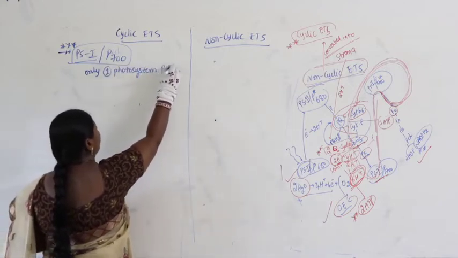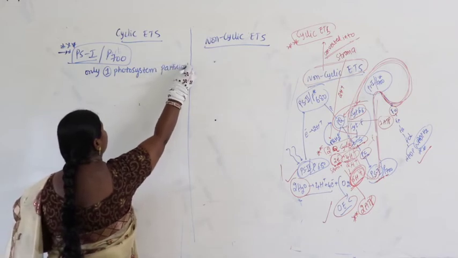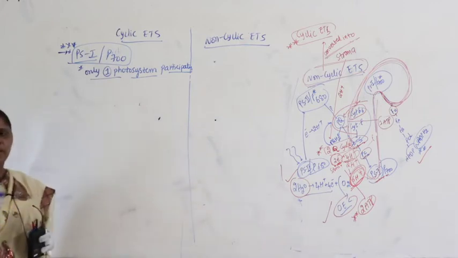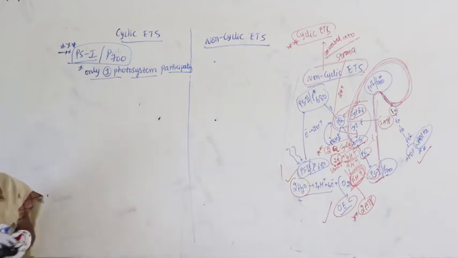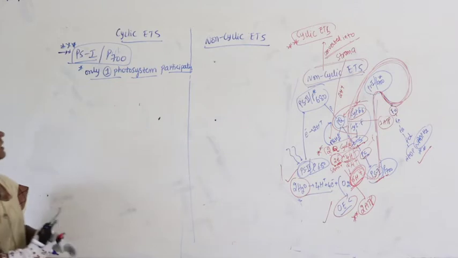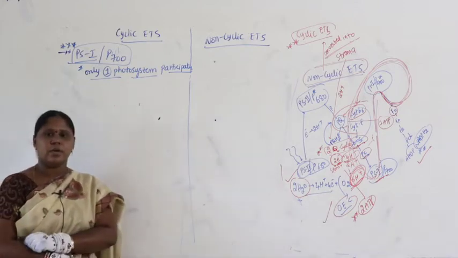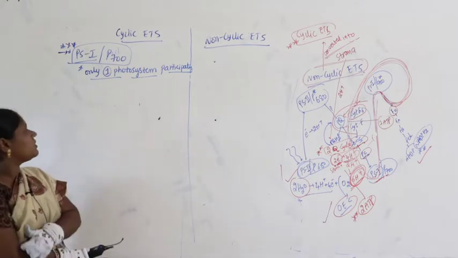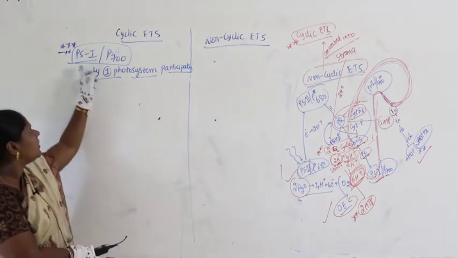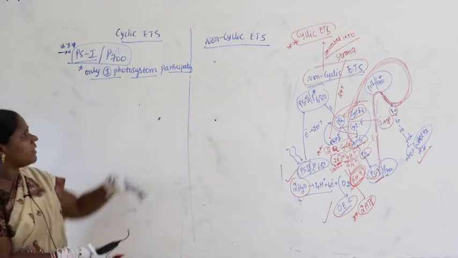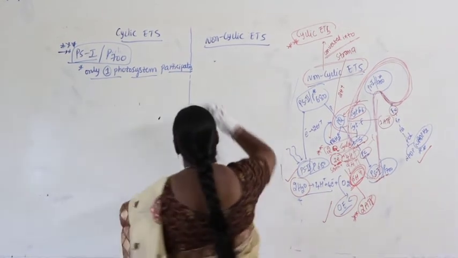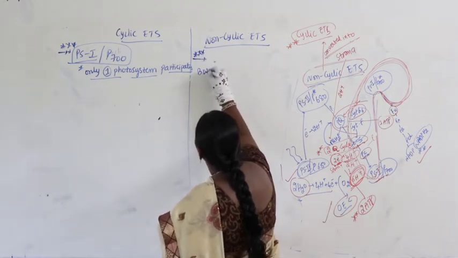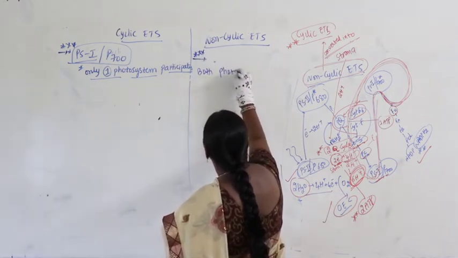Here only one photosystem participates. Which is that only one photosystem which participates here? That is nothing but what? A cyclic electron transport system. That one photosystem what you find here is nothing but P700. But coming to non-cyclic, here both participate. So I can write here both photosystems participate.